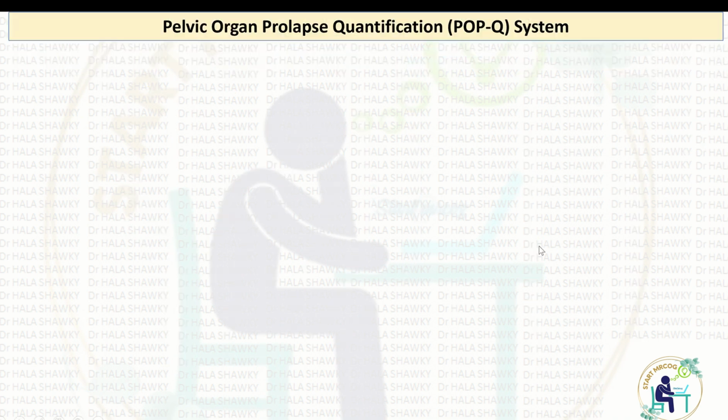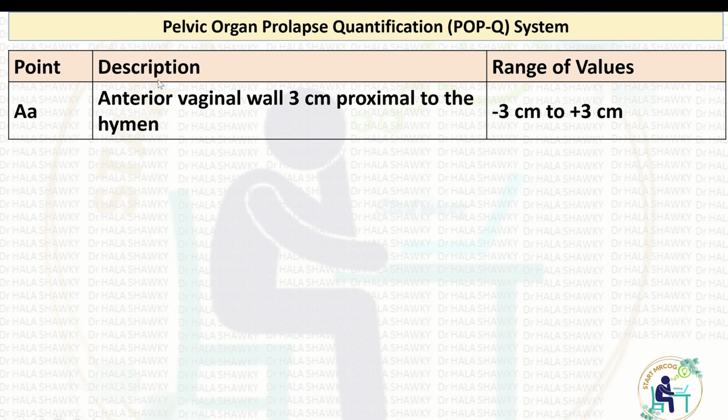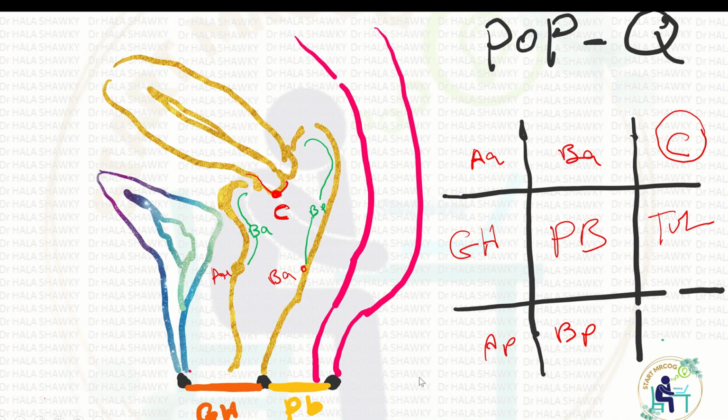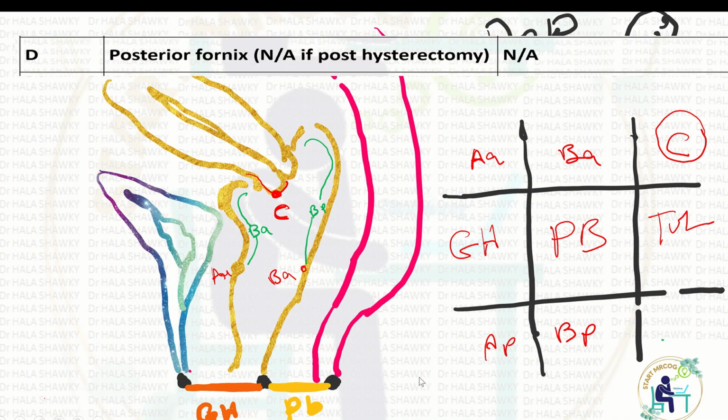Let's summarize again the points of the POP-Q system. Point A anterior, anterior vaginal wall 3 cm proximal to the hymen, and the range of values between -3 cm to +3 cm. Now let's demonstrate the point D, which is the posterior fornix, which is here, point D, and it is not applicable if there is hysterectomy, and it will be replaced by point C for vault position.